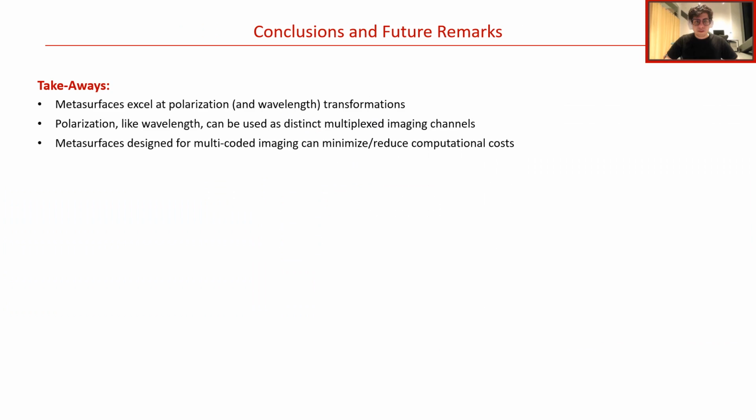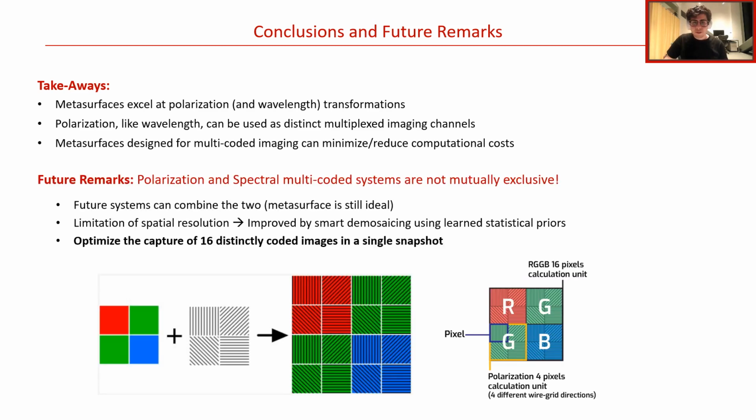In conclusion, we highlight a few takeaways. First, metasurfaces excel at polarization and to a lesser extent wavelength transformations and can be useful for multi-channel imaging systems. Moreover, polarization, like wavelength, can be used as distinct multiplexed imaging channels, and in this talk we discussed the channel capacity. Lastly, metasurfaces designed for multi-channel imaging systems have the potential to minimize or reduce the computational cost for a wide range of tasks. Regarding the future, it is also worth emphasizing that the ideas of polarization and spectral multi-channel imaging are not mutually exclusive, although we presented it in such context in this paper.